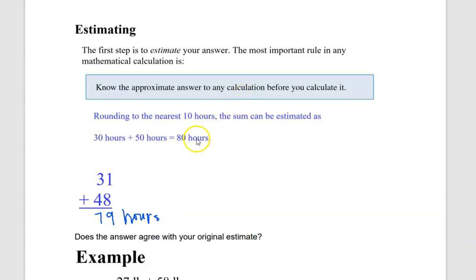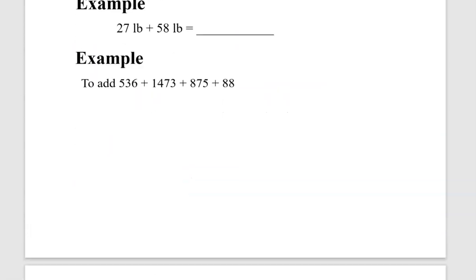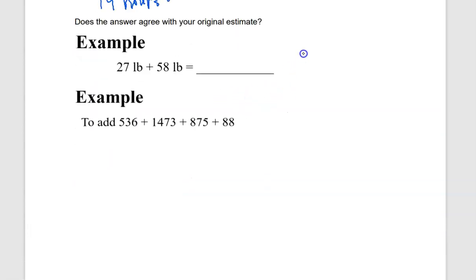Okay, so is 80 hours close to 79 hours? Yeah, which helps me to realize that I'm on the right track and I've got the right answer. Always a good idea to get a good estimate. Okay, so let's look at this.